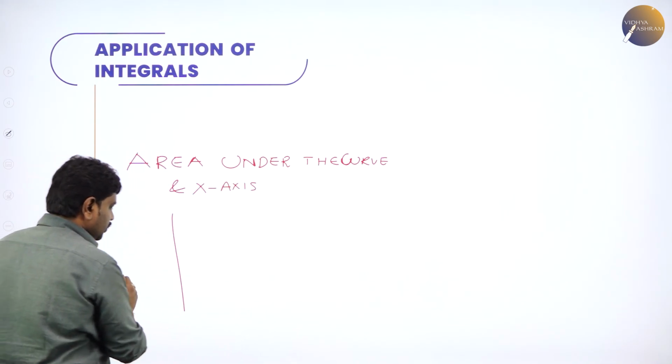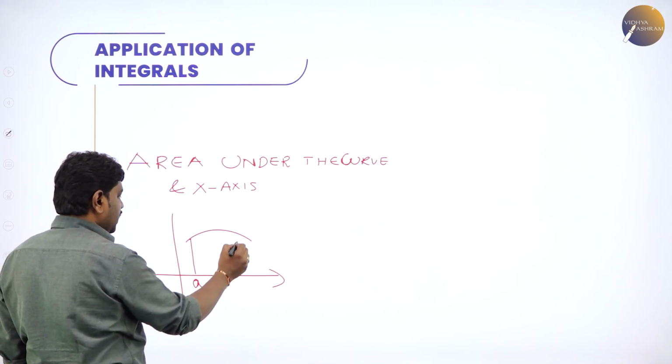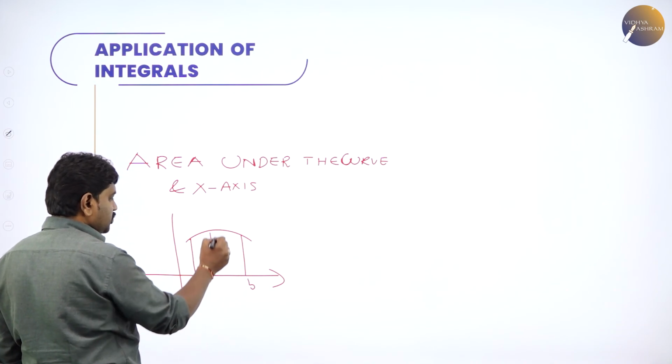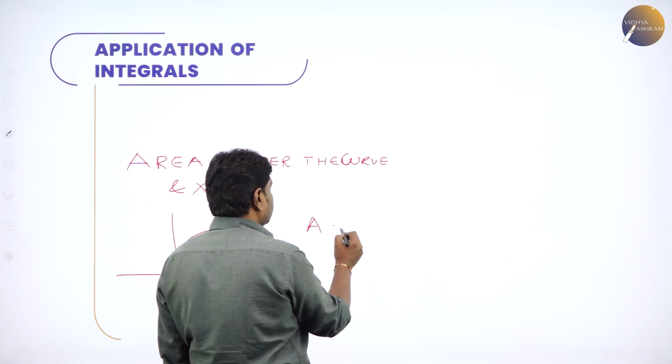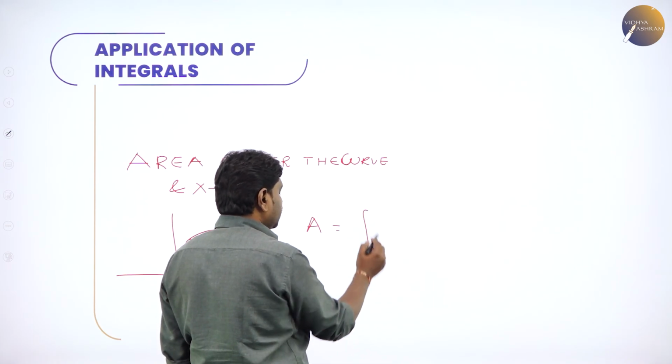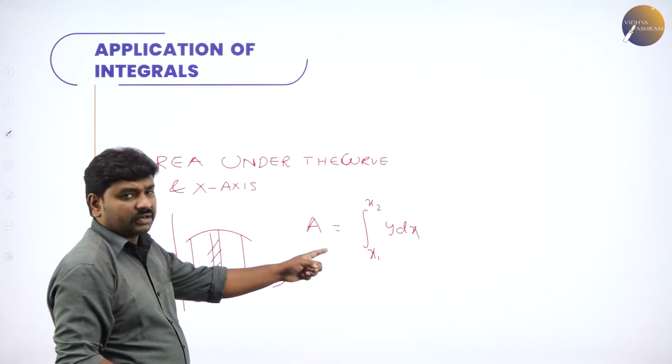So what we should do? We should take the curve and we should take points, x value a, x value b, and we should take small strips dx and combine. Area under the curve and x-axis is integration of x1 to x2 of y dx. x lower limit, x upper limit, y dx.